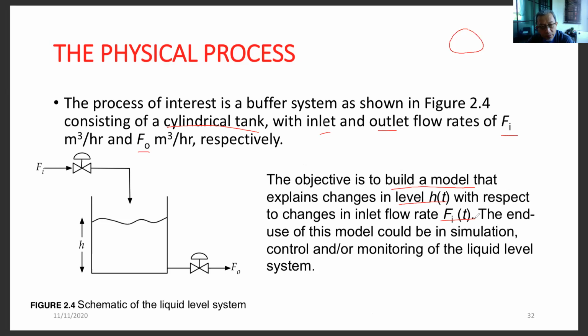So usually you want to control the flow rate and the levels, H and Fi, and then you want to monitor the liquid level system. This one is more towards chemical engineering.